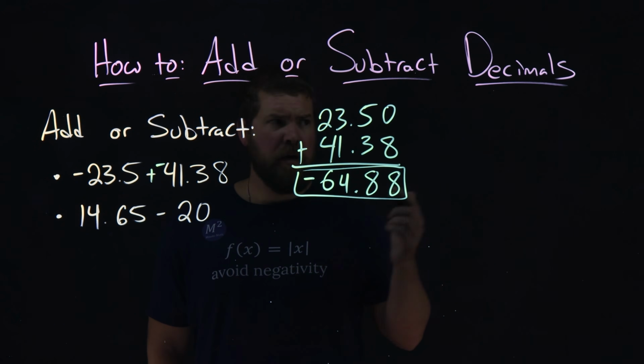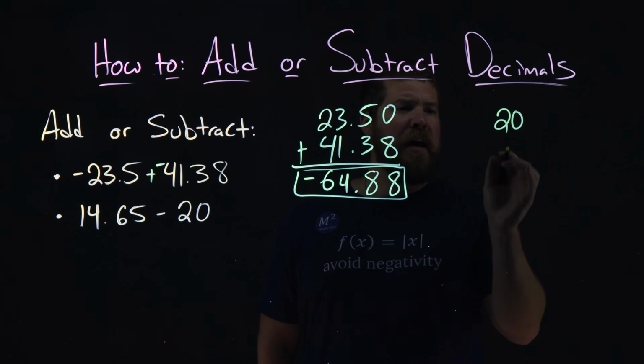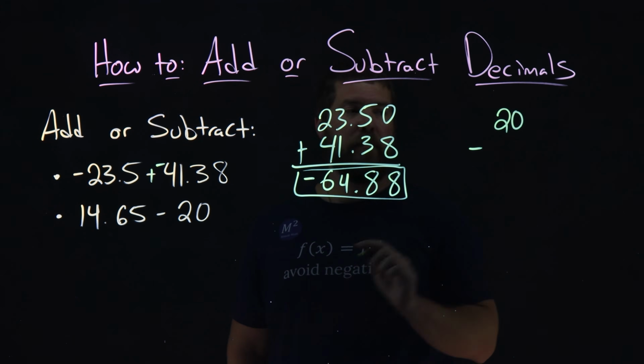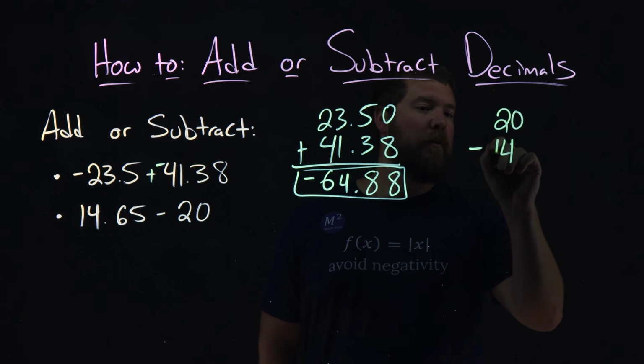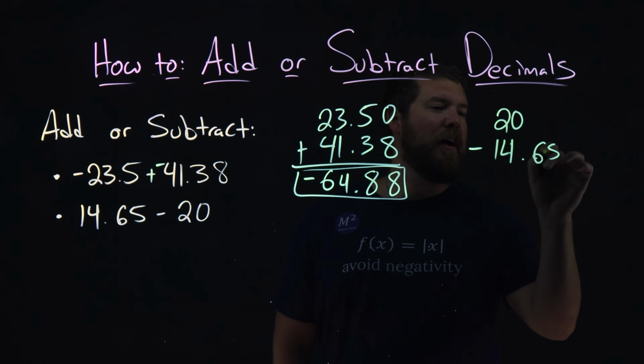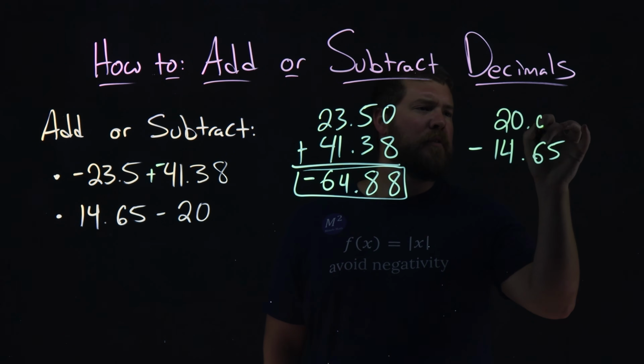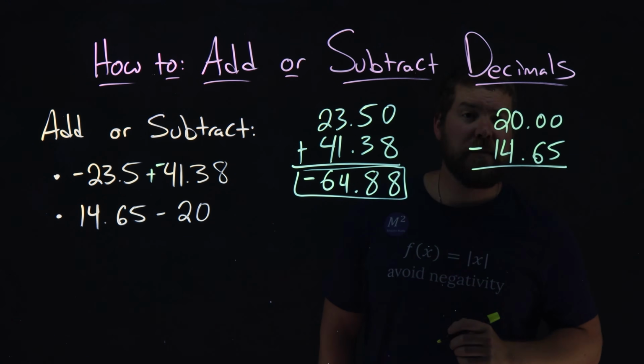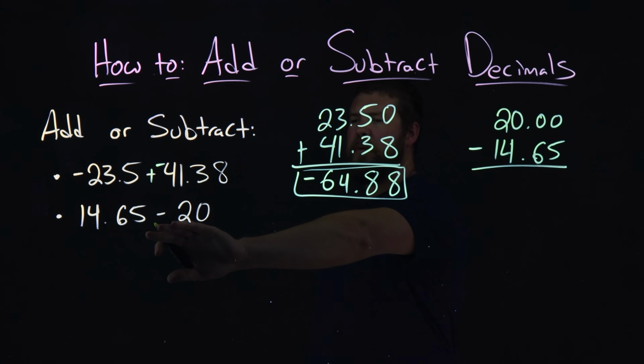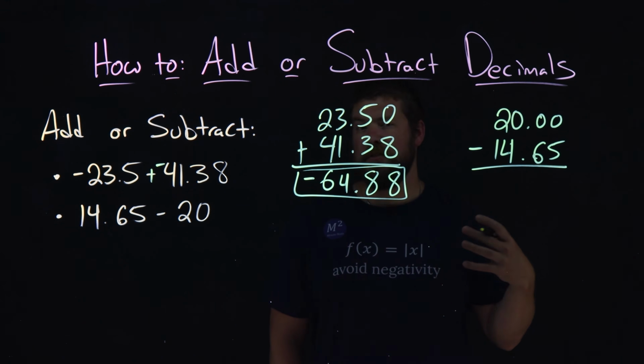It makes it easier. So if we take 20 here and we subtract the first number, 14.65, we're again going to add placeholders after the 20. We're going to subtract them. Now it's a little different setup here, so we have to make sure our final answer turns into a negative number.